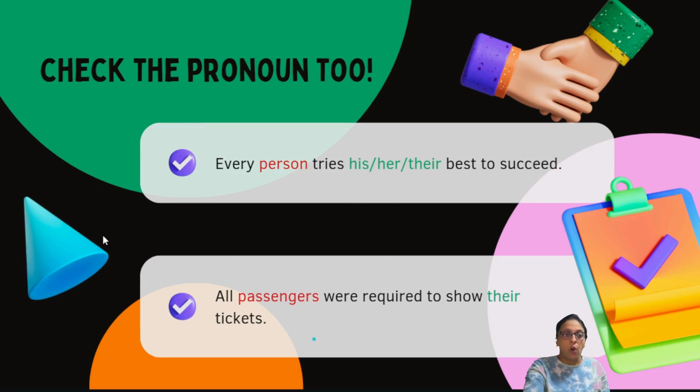Let us see here. All passengers were required to show. We are talking about passengers. So when we are talking about passengers, it is a plural number of persons, and therefore the pronoun representing these people should also become plural. In the previous case, we meant every single person. So ideally we should have used his or her, but since we don't want to represent people by the name of their gender, because we are accepting gender neutrality, therefore we have used their. But in this case, passengers clearly is a plural subject, and therefore it has to take a plural pronoun, which is their.